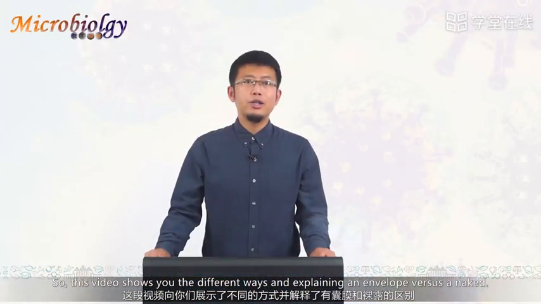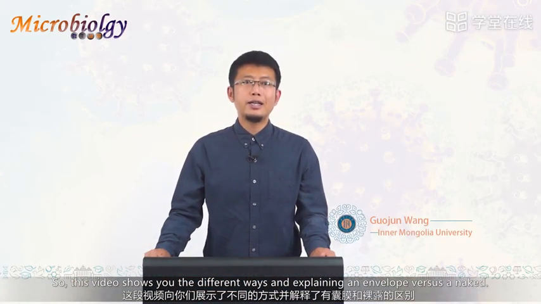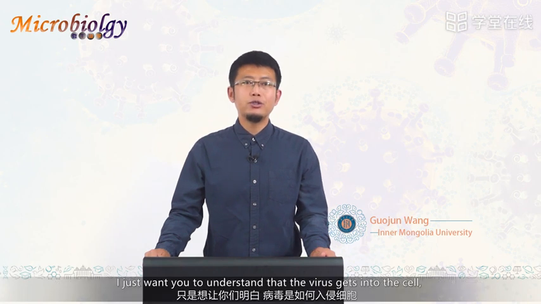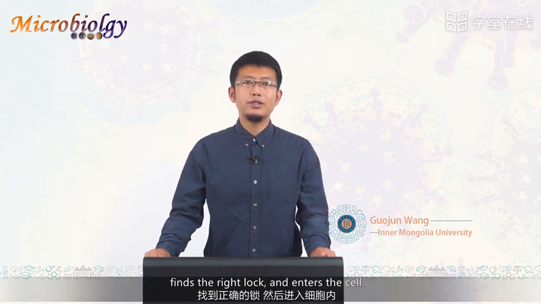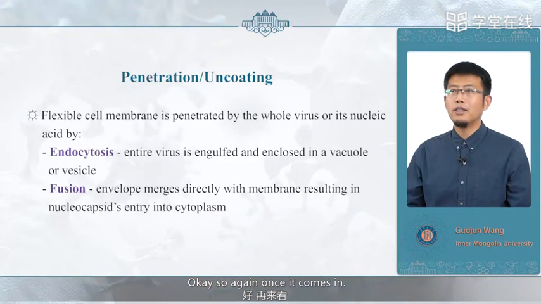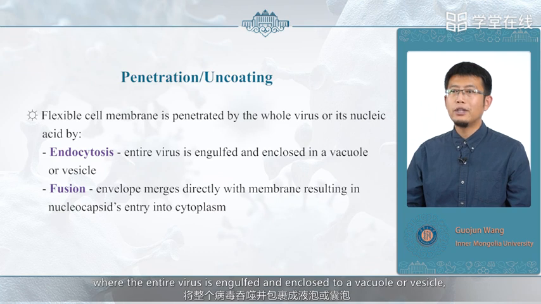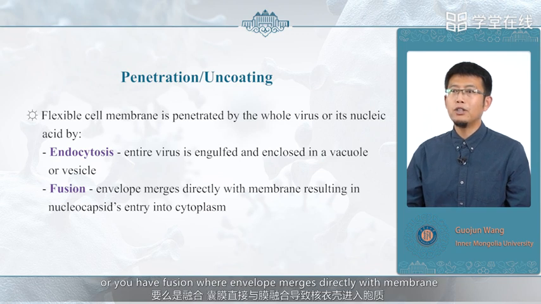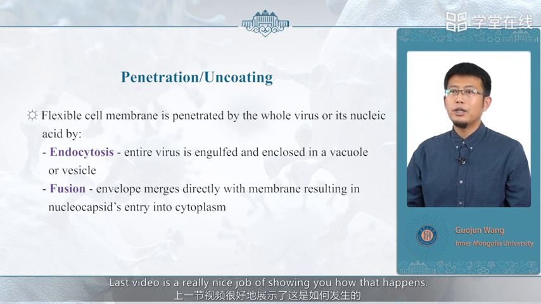So this video shows you the different ways and explanation of an envelope versus a naked virus. I just want you to understand that the virus gets into the cell, finds the right lock, and enters the cell. Once it comes in, either you have endocytosis, where the entire virus is engulfed and enclosed in a vacuole or vesicle, or you have fusion, where the envelope merges directly with the membrane, resulting in the nucleocapsid's entry into the cytoplasm. The last video is a real nice job of showing you how that happens.